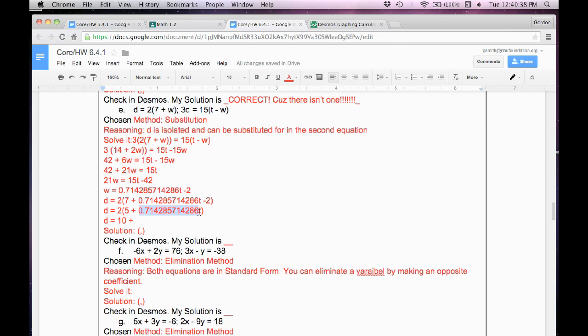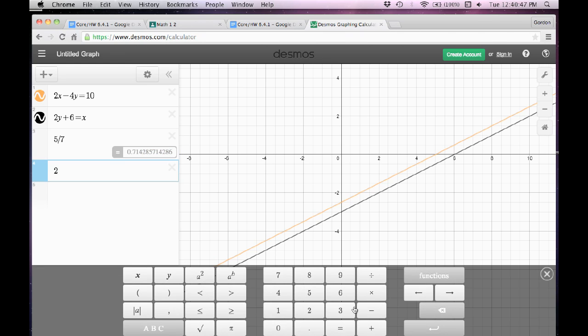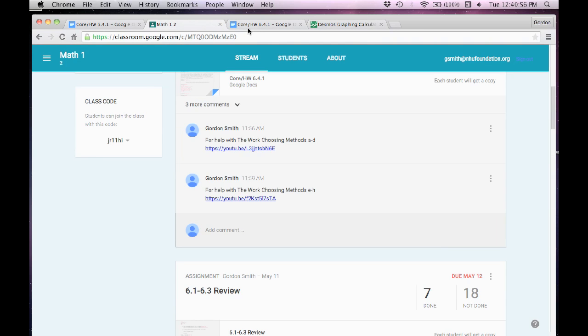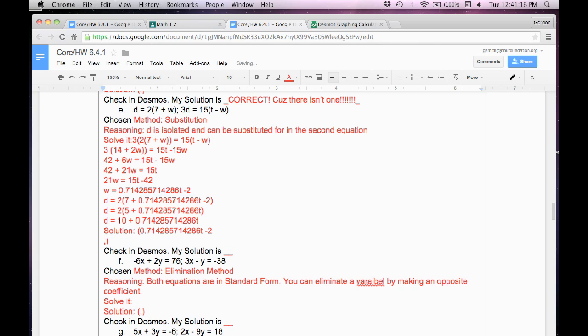So let's take that, put it into Desmos, and it'll be like 2 times that madness. We get this madness, 1.42857142857. You get really used to that weird set of numbers. Anyway, we've got that much T. And you know, the thing is, you can't do anything about it. So W is this, and D is this.